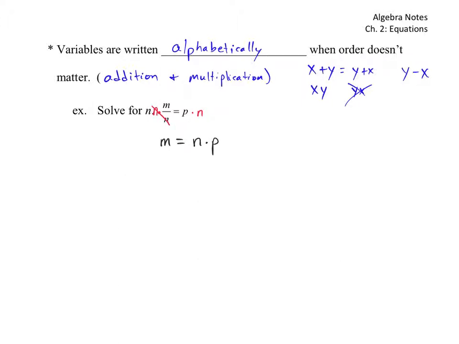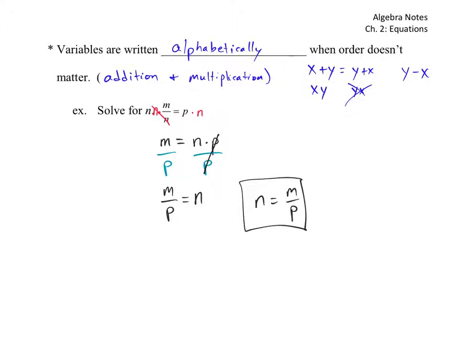And then last step, n is multiplied by p. We want to undo that, so I divide both sides by p. When I do that, my p's cancel out here on the right. So n equals m over p. I would probably write it n equals m over p, just because that's the way we usually do it when solving for a variable: put the solve-for variable first. That's that.